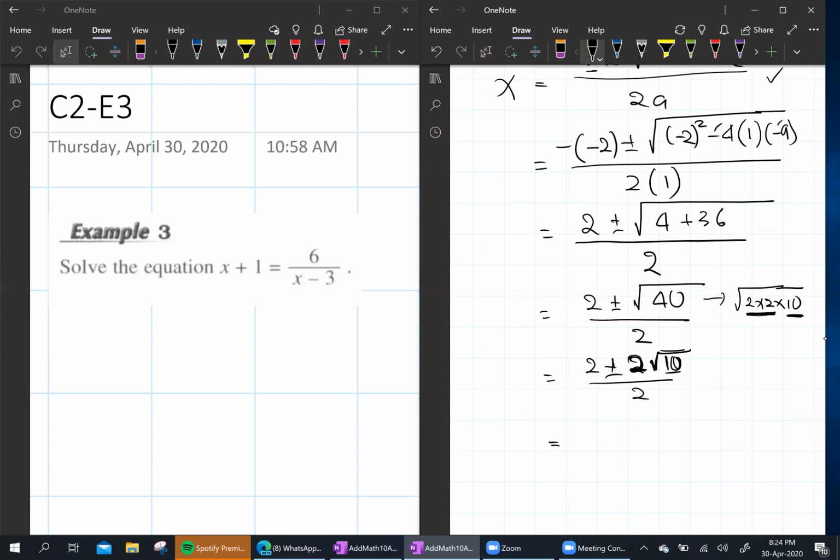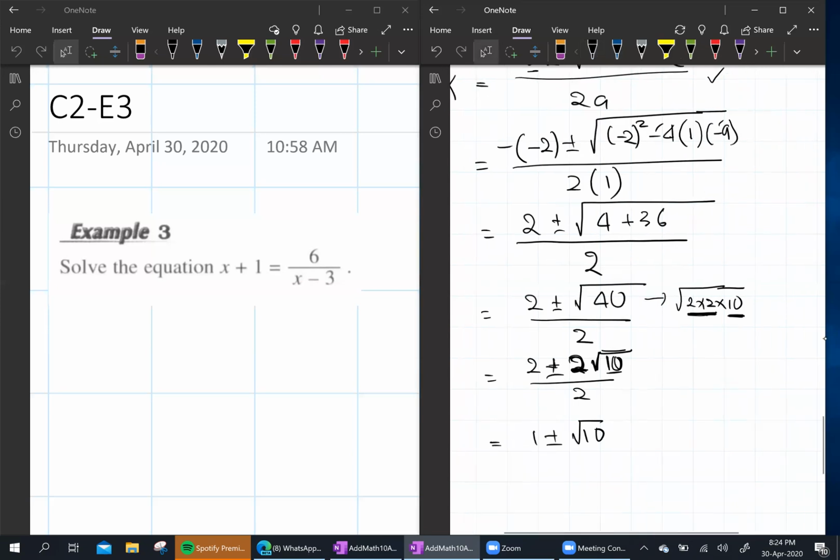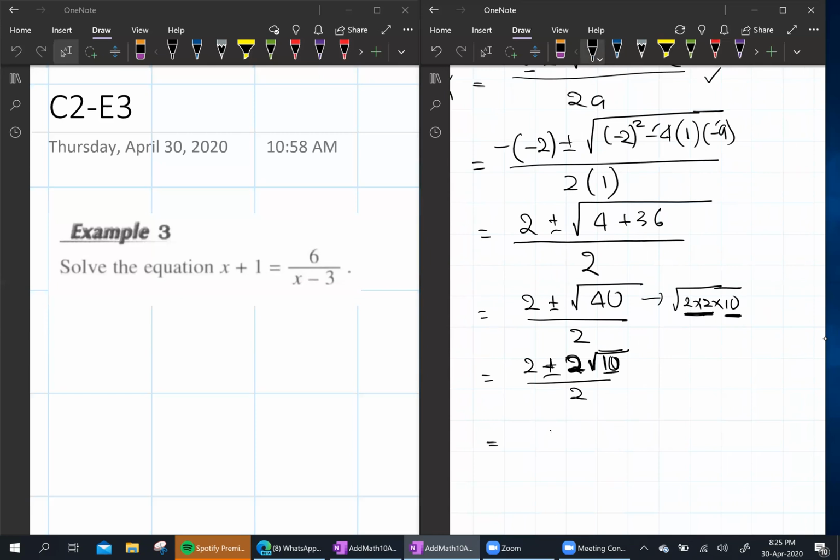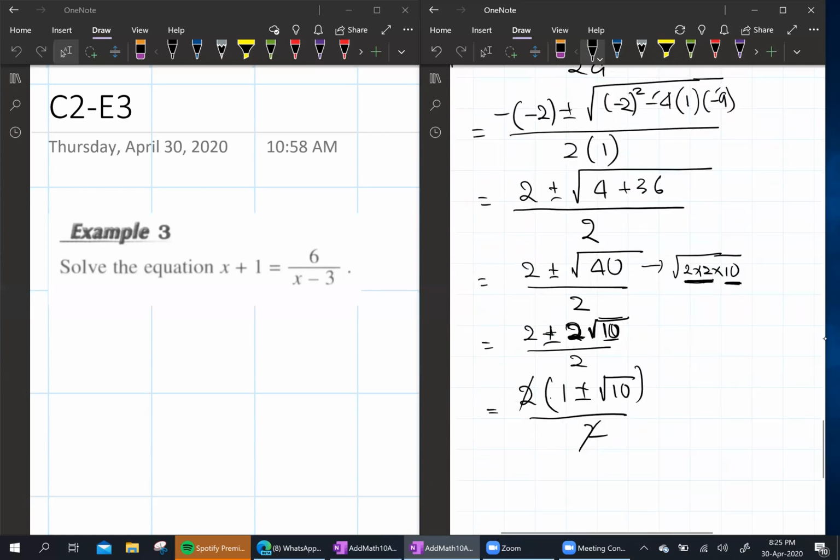Okay, now it becomes 1 plus minus root 10. Why is 2 plus minus 2 become 1 plus minus? Okay, you don't understand that. So you do it in further steps, all right? You take 2 out, so you get 1 plus minus root 10 over 2, correct or not? Yes. Then you cancel the 2 away, you get 1 plus minus root 10. Oh, okay. Then I understand that.